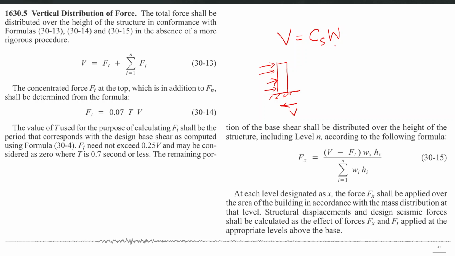One important thing here is you should be careful about what should be included in the seismic weight of the building. It is not simply defined as the dead load of the building. It has a specific definition, and that definition is the total dead load plus 25% of the live load.